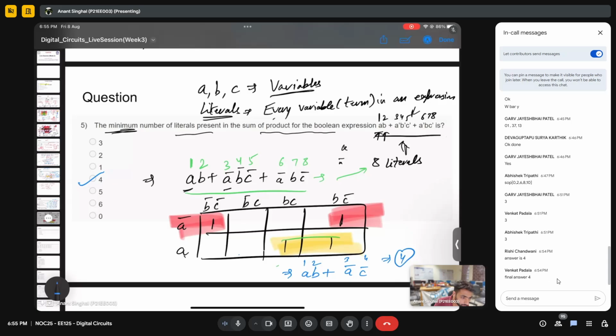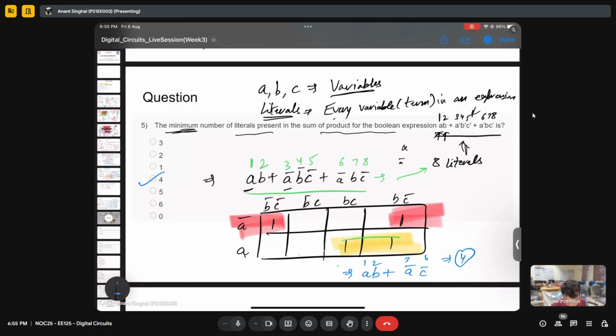Okay, final answer is 4. Sir, without using a K map, can we say A is one literal, A bar another literal, B one literal, B bar one literal, C, so 5 combinations? Without simplification, it has 8 literals, as I told you. And by using simplification, it has 4. So the final answer is 4 because it is asking for the minimum. Is this your doubt, right?